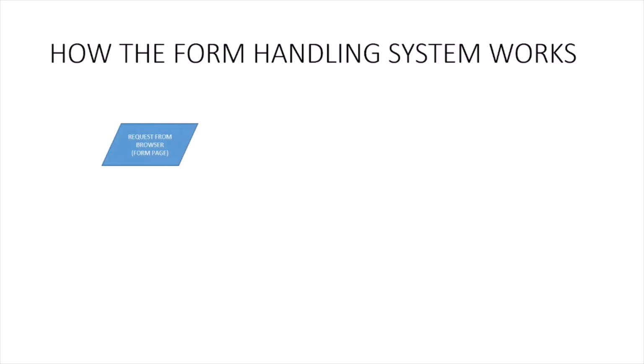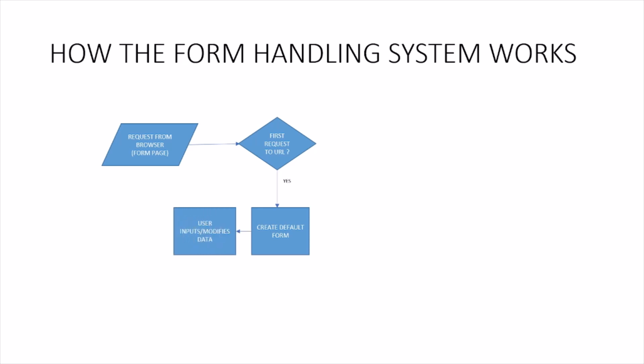Now let's look at how the form handling system works. The process begins with a request from the browser coming in. That's the form page. A check is done to see if this is the first request to the URL. If it is, a default form is created and then sent for the user to input data. And then again, a check is done to see if this is the first request. At this point, it is not.